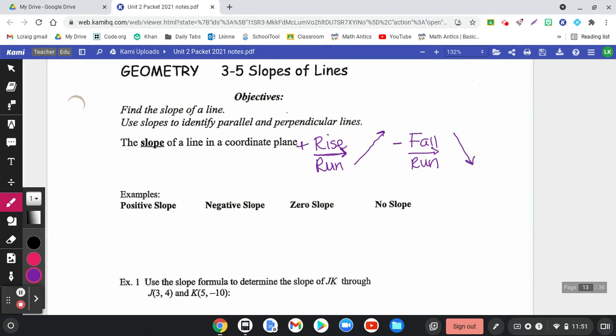All right, and then the equation that we're going to use, first of all, it's m equals, this is not given to you, y2 minus y1 over x2 minus x1. Another way that you'll see it is change in y value over change in x. And again, that is not given to you. You might want to highlight that. That'd be a good idea.